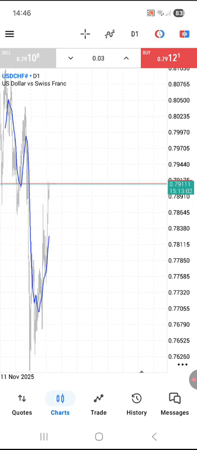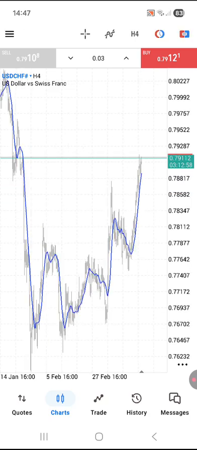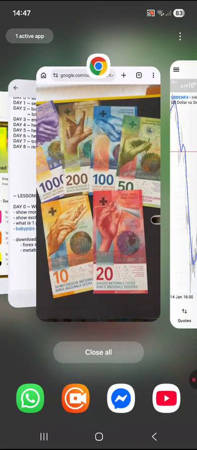Let's see what the day chart looks like. I'm not going to go to the day chart anymore. I have a bad signal. So, okay, let's finish this off.